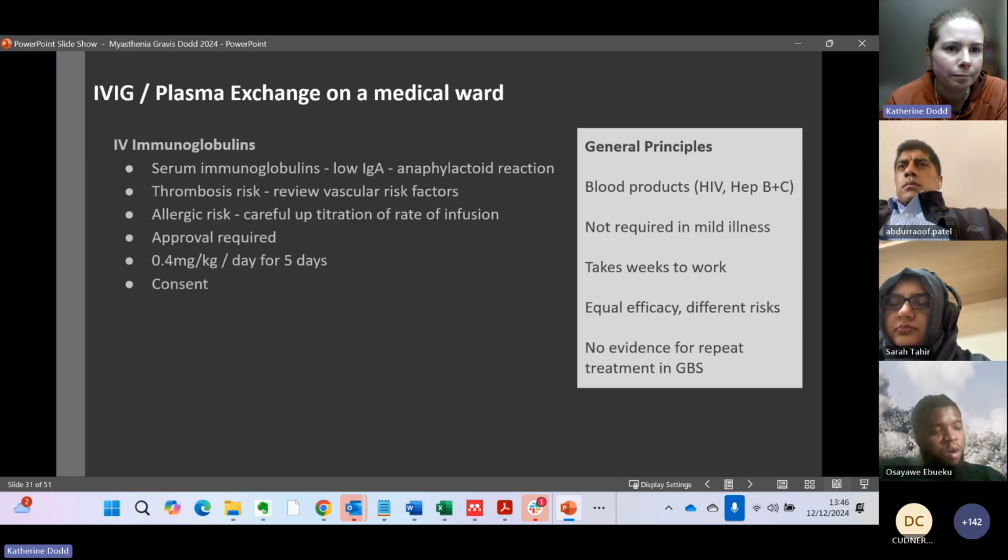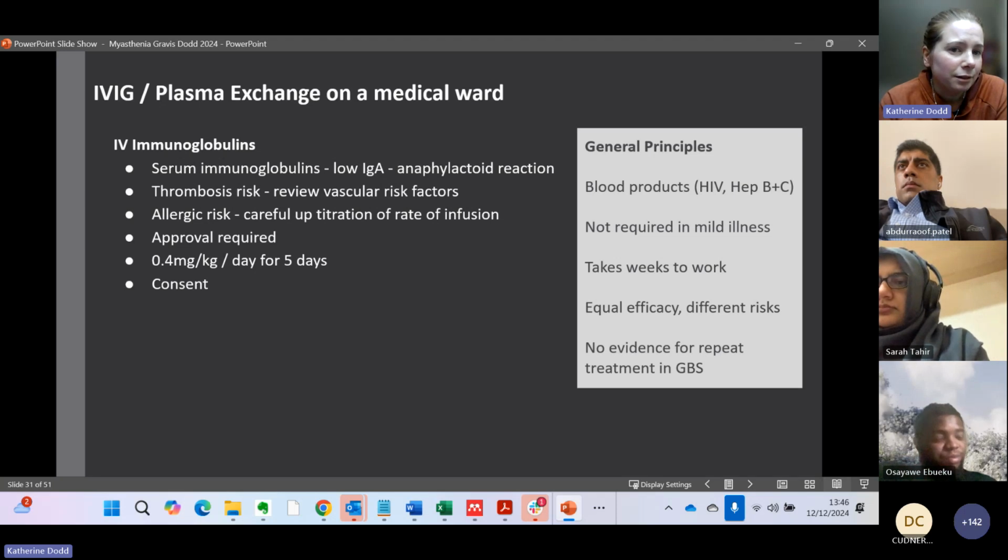So the other thing to check before immunoglobulins will be serum immunoglobulins, because those who have a low IgA are at risk of an anaphylactoid reaction to the IVIG. When I think about the thrombosis risk, that's a big issue with IVIG, is the risk of clots. So DVTs, PEs, heart attacks, strokes. So have a look at the vascular risk factors. If they've got loads of vascular risk factors, we really want to try and avoid IVIG if we can.